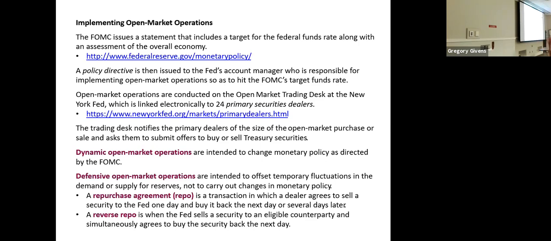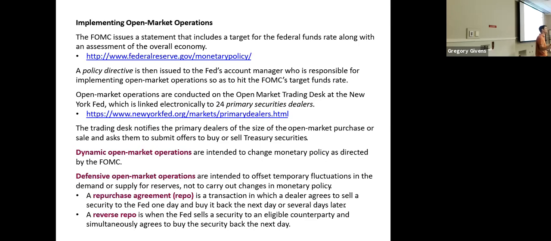The Fed can inject bank reserves into the banking system temporarily by engaging in one of these repo agreements with a dealer, by injecting bank reserves in exchange for a security, and then the very next day, returning that security, but getting the bank reserves back. The difference in the price there is what determines the interest rate.